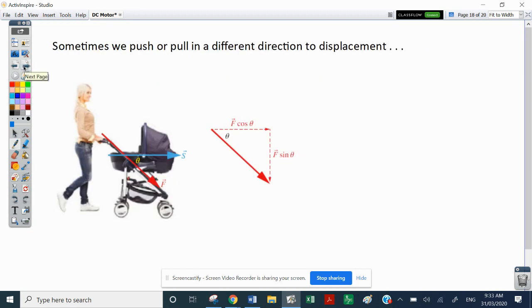Sometimes we don't push or pull in the same direction that we displace. So this lady here is pushing that pram, and she's pushing down on the handles. So the handles are in that direction down there. But because of the way that the engineering of the pram is done with the wheels, we are getting a displacement in that direction. Now, with our formula for work equals force times displacement, these must be in the same direction.